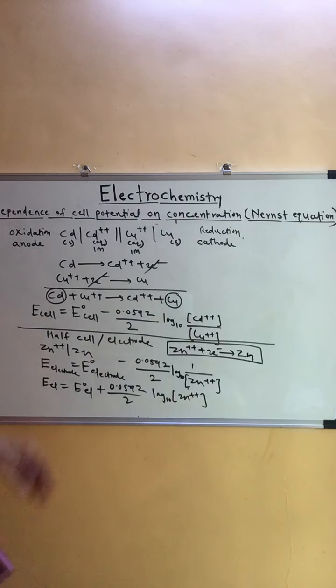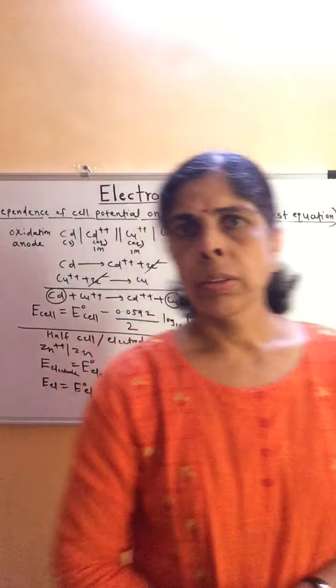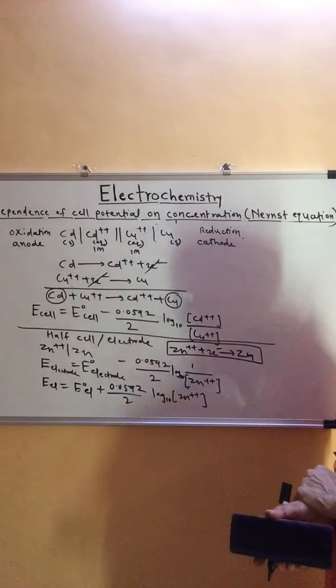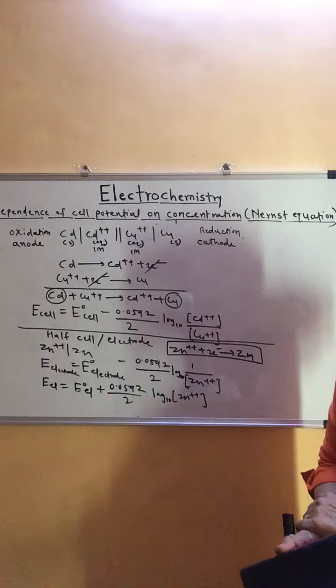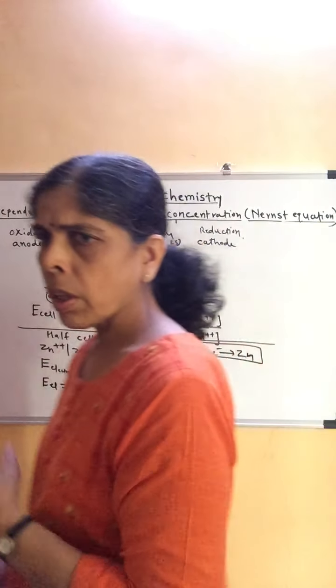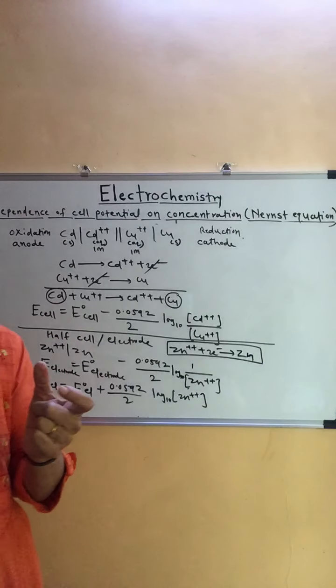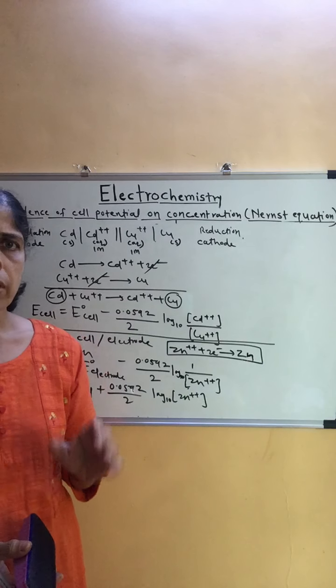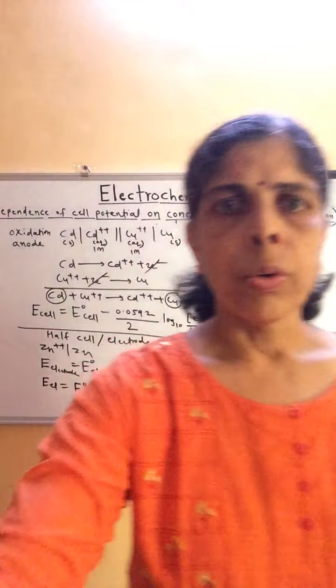So this is about the dependence of cell potential on concentration, which is given by the Nernst equation. And we have seen the application of it to the complete cell as well as to the half cell. We will continue the chapter in the next video.